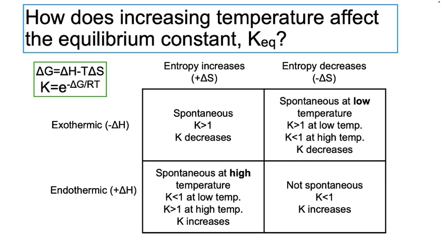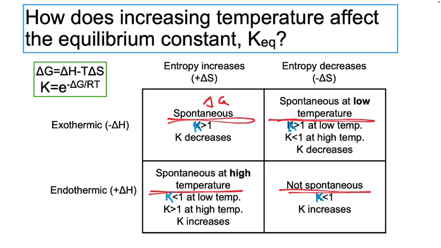Now we've got a table that summarizes all of this information. We've got our delta G information above that line, and we've got our K information below that line. And you'll note for some of those Ks, they're temperature dependent.